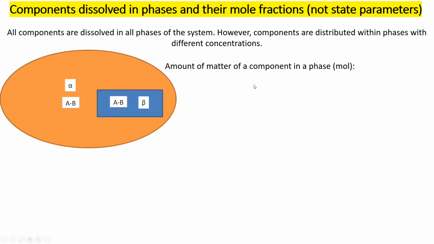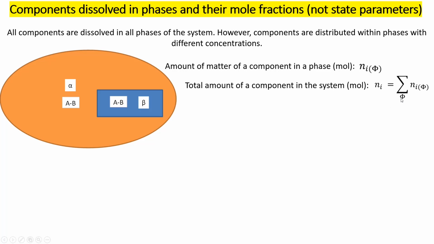Now, to characterize a component in a phase, we should write its amount of matter using a double symbol, N_i^φ, meaning amount of matter of component i in phase φ. Now, because of this double symbol, we can sum up these N_i^φ's in two different ways.